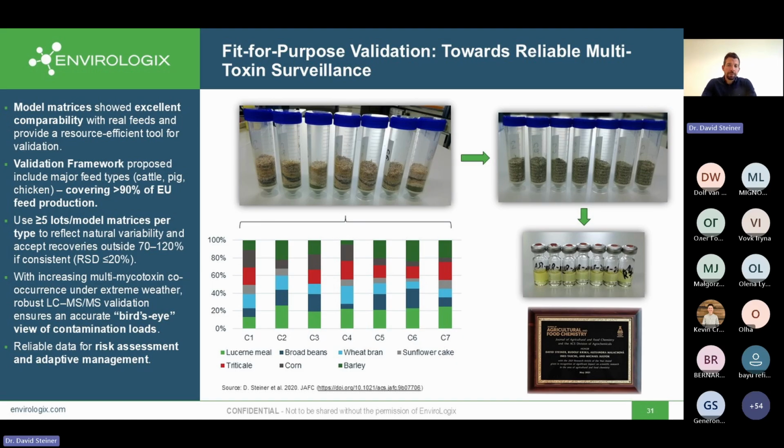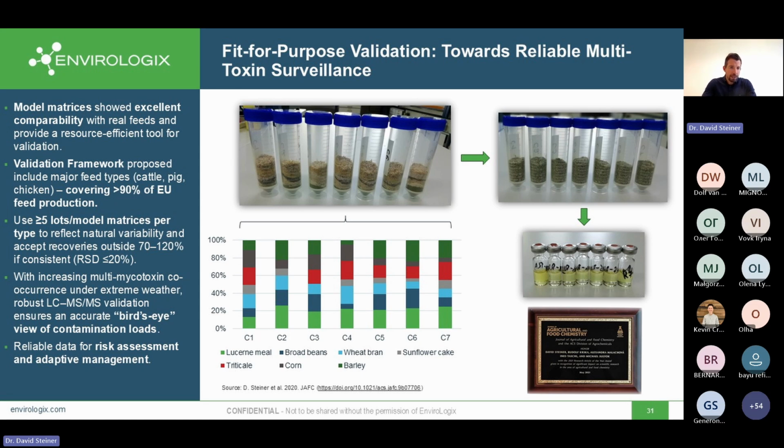And the results showed that these model matrices behaved actually similar to real-world compound feed, providing an excellent representative for validation experiments. So based on these results, we have then proposed a validation approach that prioritizes robustness and reproducibility across different feed types, rather than focusing solely on absolute recoveries. So while a wider range than classical single analyte guidelines is accepted in terms of the recovery, precision is maintained within strict limits. So the RSD should be lower than 20%.